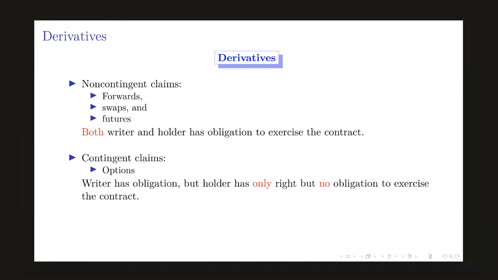It means if the writer tries to default, then it will be considered an offense. Whereas the holder has only a right but no obligation to exercise the contract. That is, if the holder wants to execute the contract, the writer has to go for the settlement. On the other hand, if the holder feels that he or she doesn't want to go for the settlement, they can simply tear the contract, throw it in the dustbin and walk off. It will not be considered an offense for the holder. But for the writer, it's an obligation. So that is there for the writer, but not for the holder.